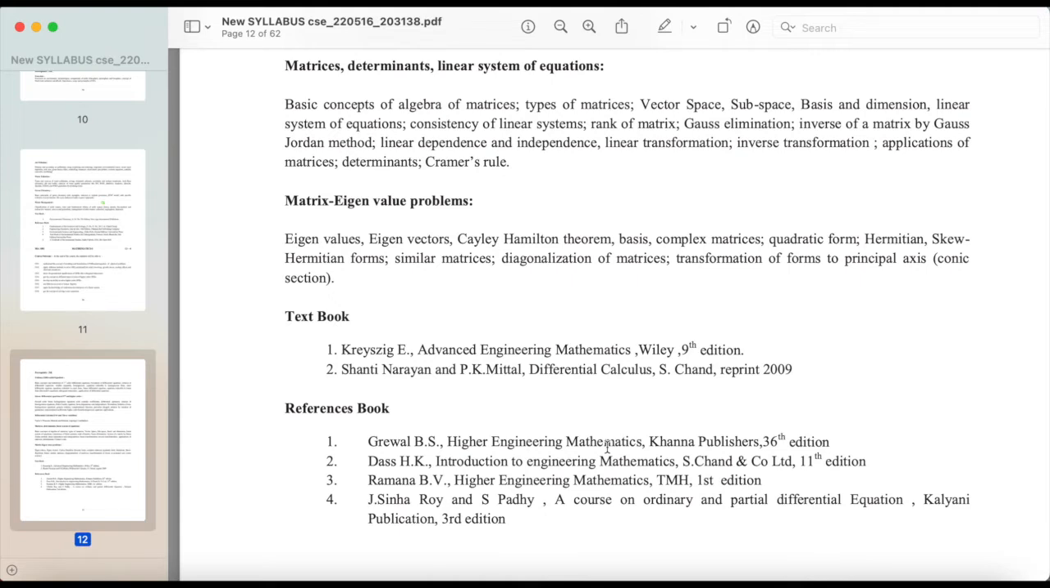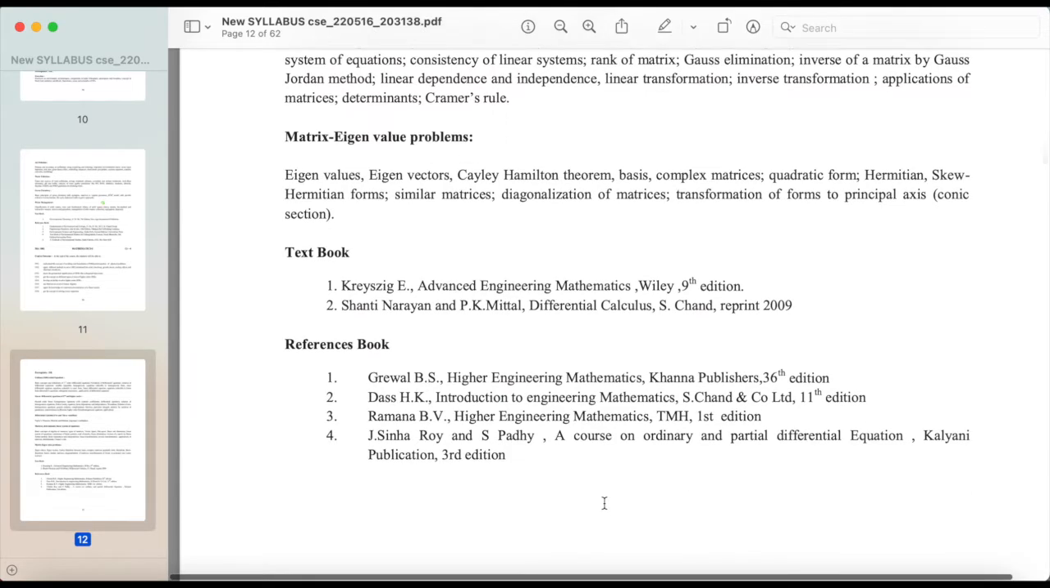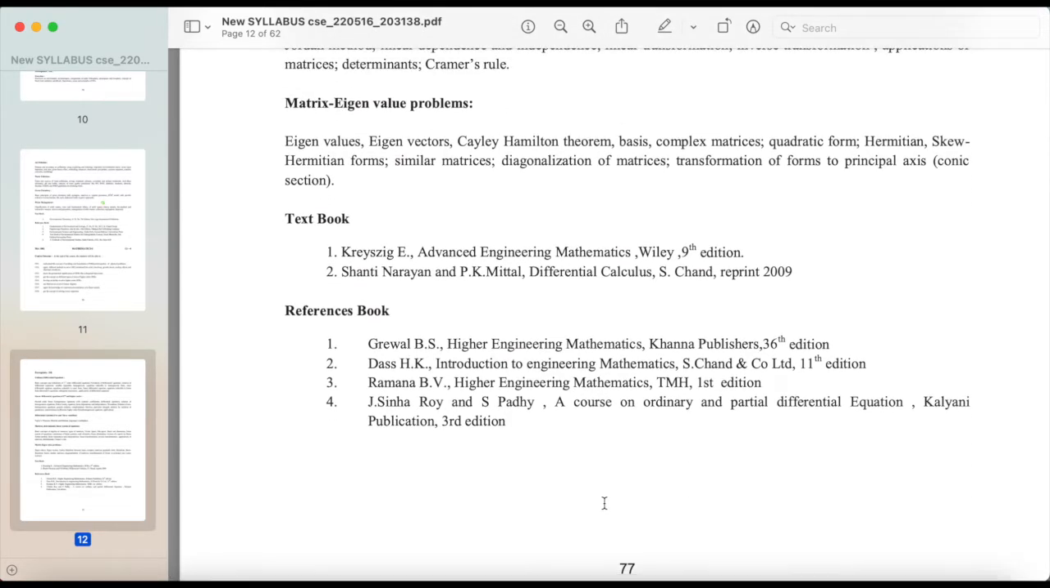complex matrices, quadratic form, Hermitian, skew-Hermitian forms, similar matrices, diagonalization of matrices, transformation of forms to principal axes, conic section. Textbook 1.